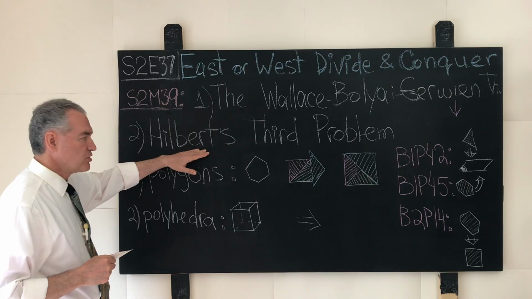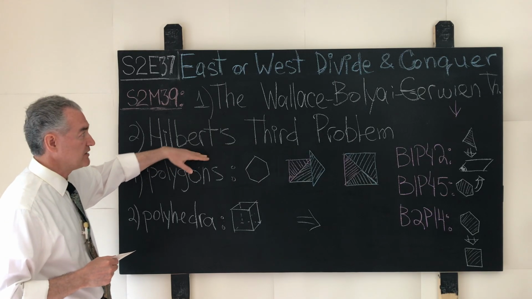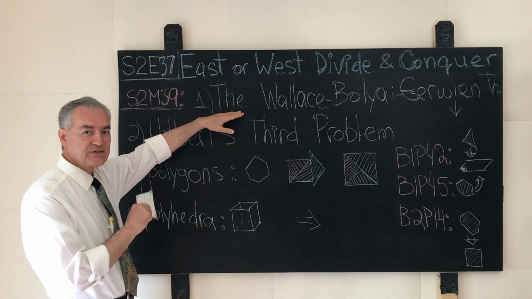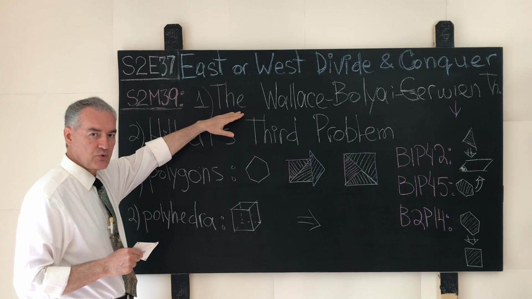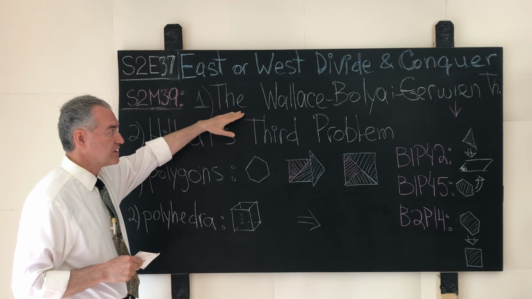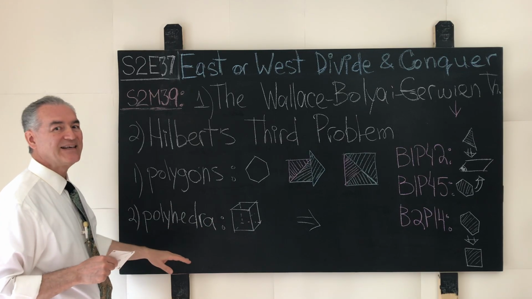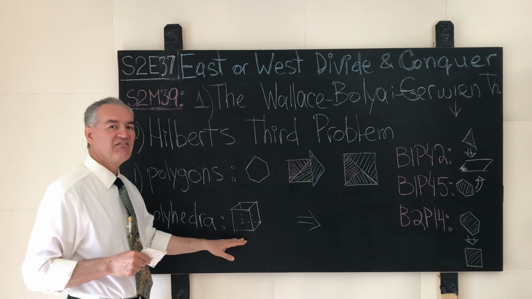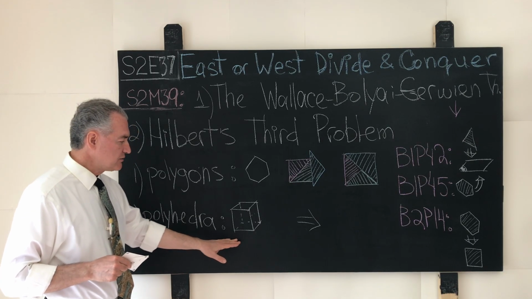Now, the answer to Hilbert's third problem is unfortunately no. If the answer to the two-dimensional problem, let's say, is a yes, any two polygons with the same area are equi-decomposable, it is not the case that any two polyhedrons that have the same volume are equi-decomposable.